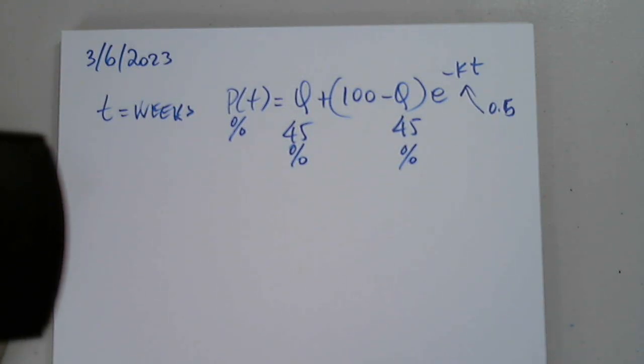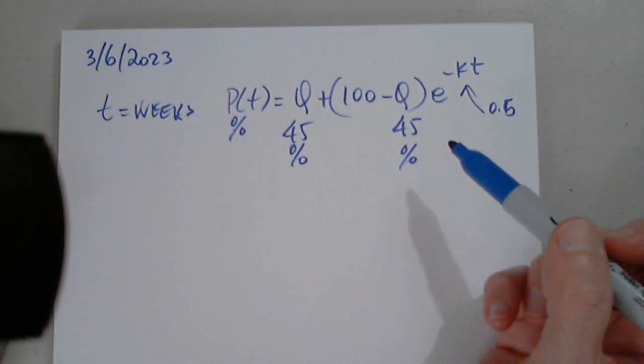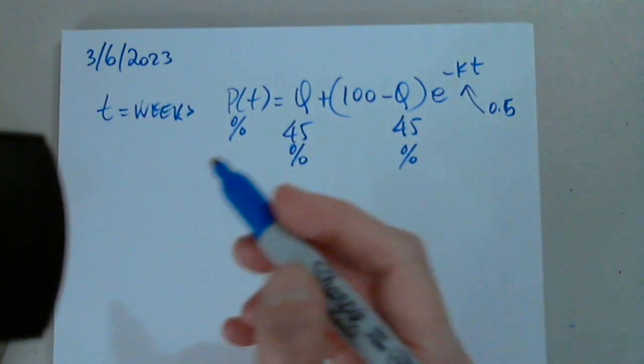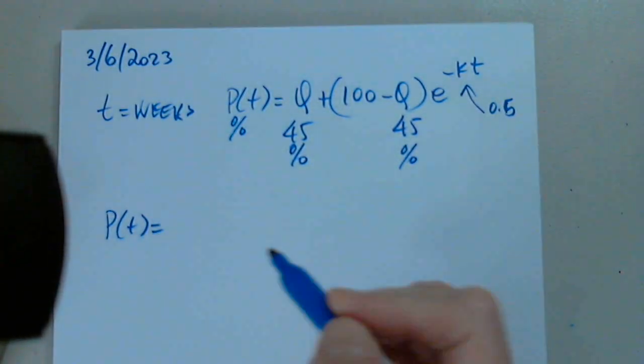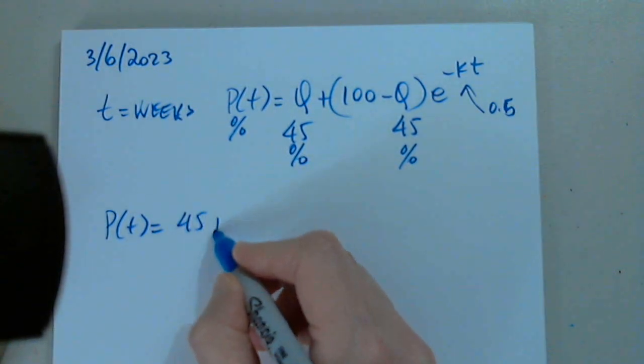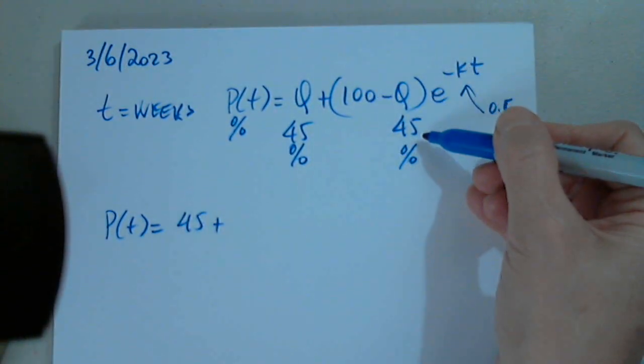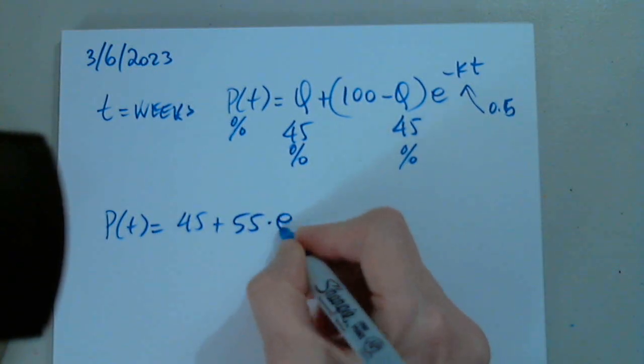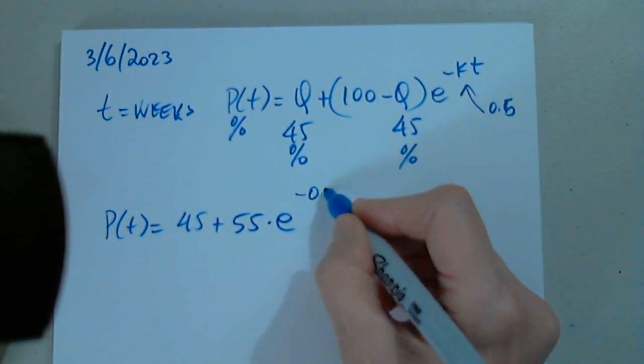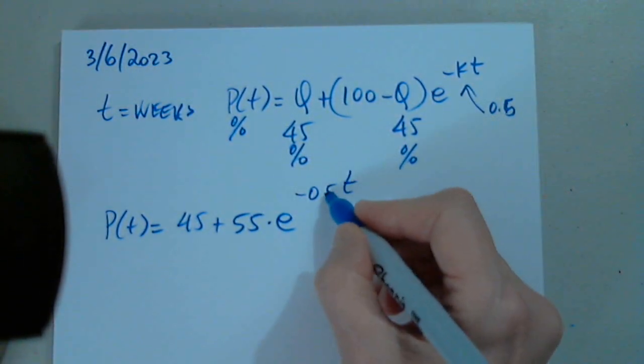Find the percentage retained after 0, 1, 2, 6, and 10. Complete the table to the right. Okay, fine. So let's stop sharing for a second. So how do I enter the function in the graphing calculator? As P of T equals 45 plus 100 minus 45, so that's 55, times e to negative 0.5t.